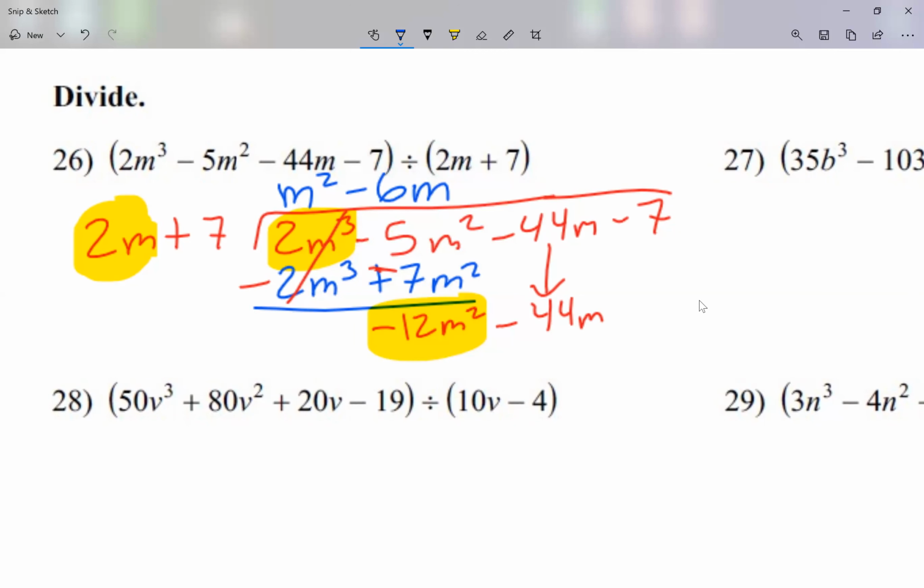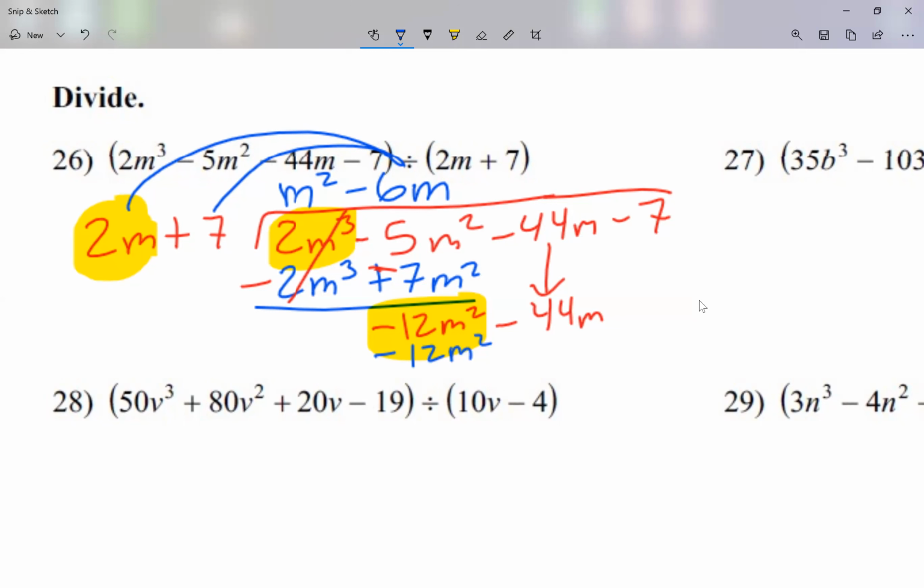Now let me multiply negative 6m times these two terms. Negative 6m times 2m gives me negative 12m squared. Right? Negative 6 times 2 is negative 12. The m's, remember multiplication, you just add the exponents. That's how I got m to the second. And then negative 6m times a positive 7, that's going to give me a negative 42m. So I'm going to subtract my polynomials here.